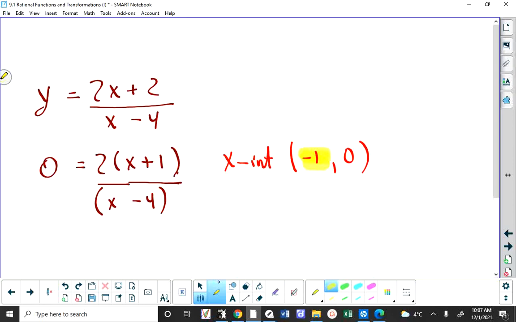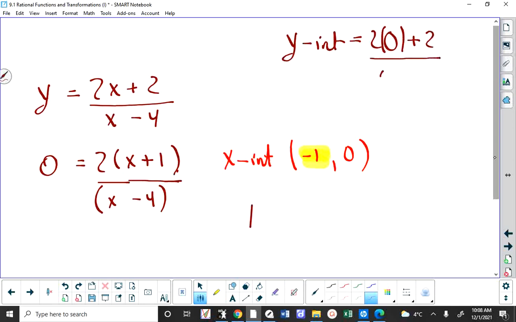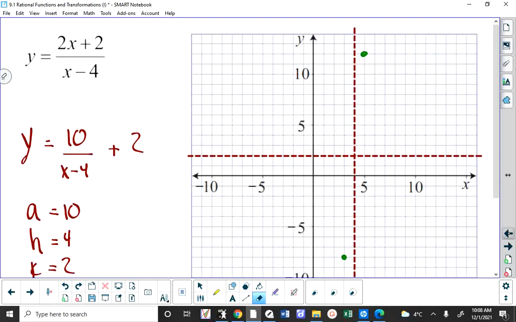The y-intercept is pretty easy. All you're going to do for the y-intercept is put 0 in for x. By my count, I get negative 1/2. Get 2 on the top, negative 4 on the bottom. So the x-intercept is negative 1. The y-intercept is negative 1/2.